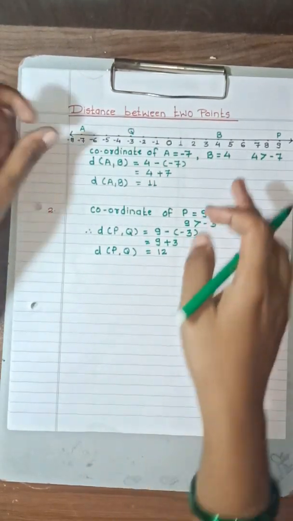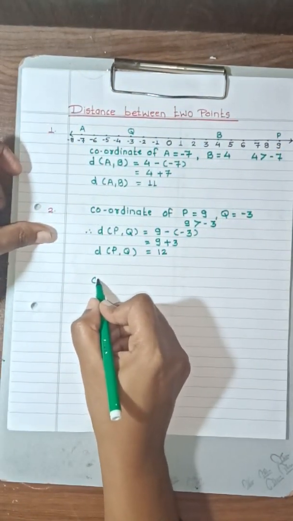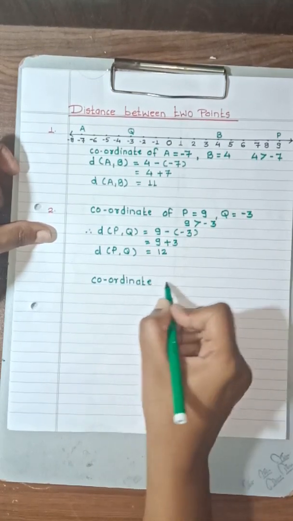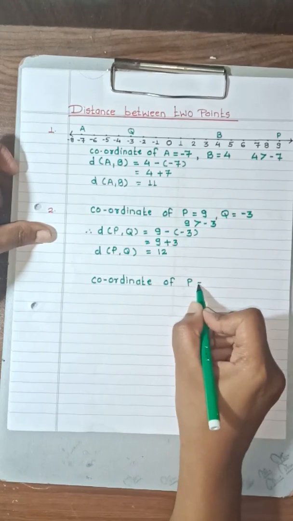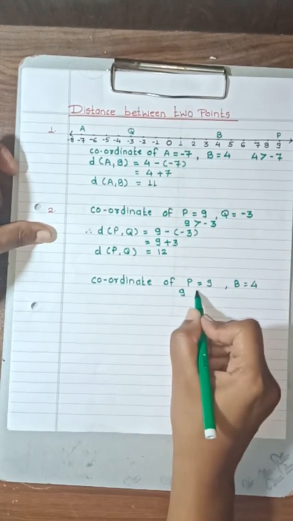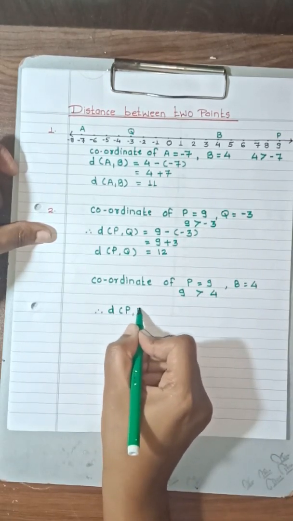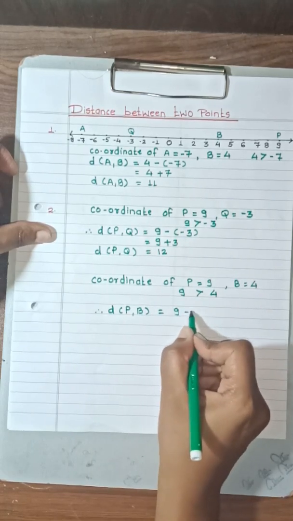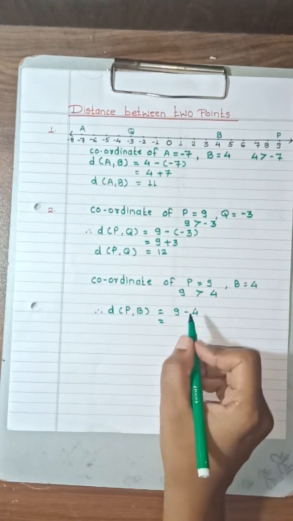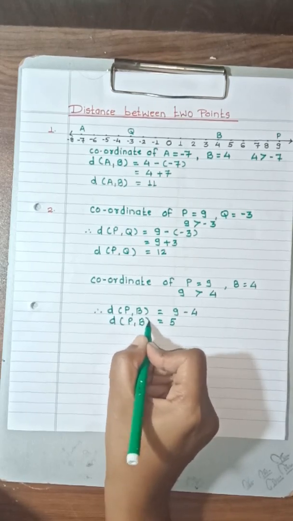Now we'll find out distance PB. First we'll write the coordinates: the coordinate of P is 9 and B is 4, and you know that 9 is greater than 4. Therefore, distance PB is equal to 9 minus 4. That will be 5. So distance PB is 5.